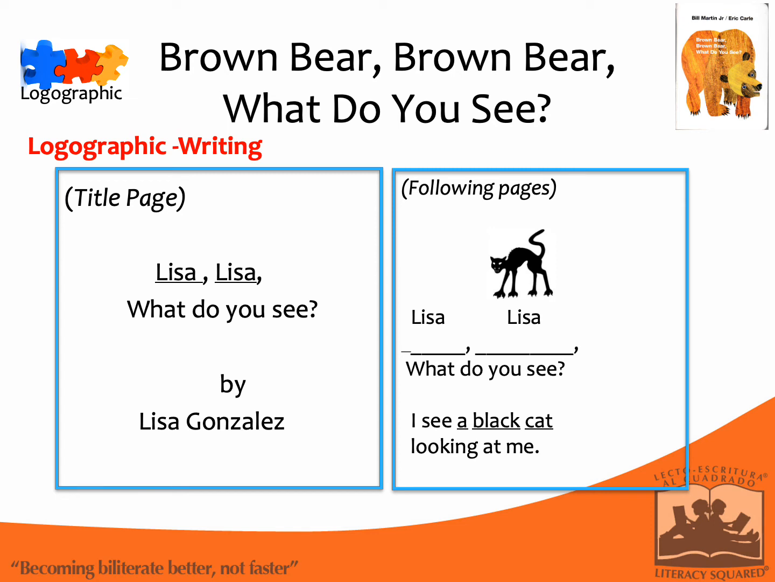On the title page, the student will put their name in the title and write their name as the author. If the theme of Halloween is used, for example, students could draw a picture on the title page. Then on the following pages, students copy the sentence frames. "Blank, blank, what do you see?" Writing their name on the first page. Students draw what they have selected and write in the article, the color, and the object to complete the page. "I see a black cat looking at me." This can lead to a mini lesson on when to use a or an as an article.